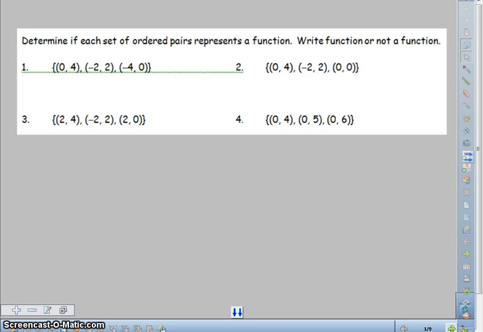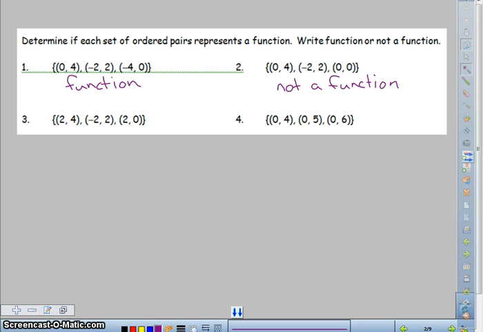Anyway, here we go. All right, so we're going to determine if each set of ordered pairs represents a function. We're going to write function or not a function. Those are the only answers I want on those, okay? So I'm going to give you a little bit of time. Look at it, compare, go back to your notes, and see if you can figure out 1, 2, 3, and 4 if those are a function or not.